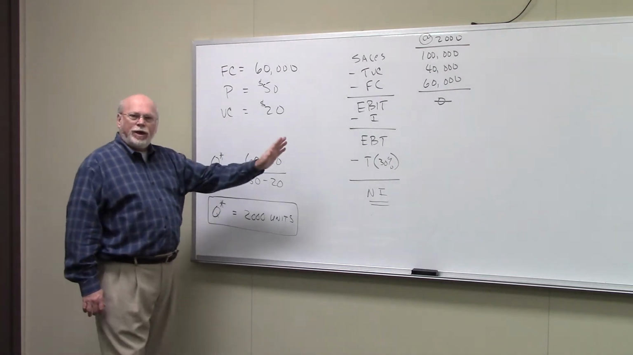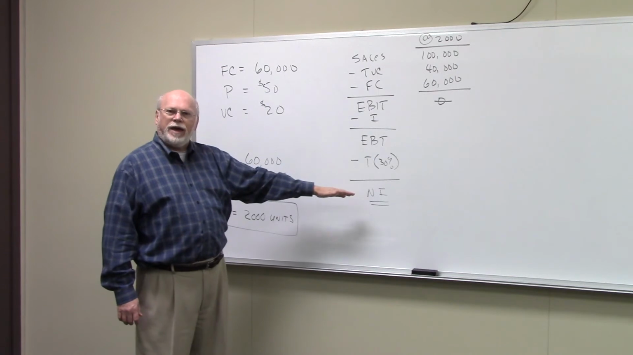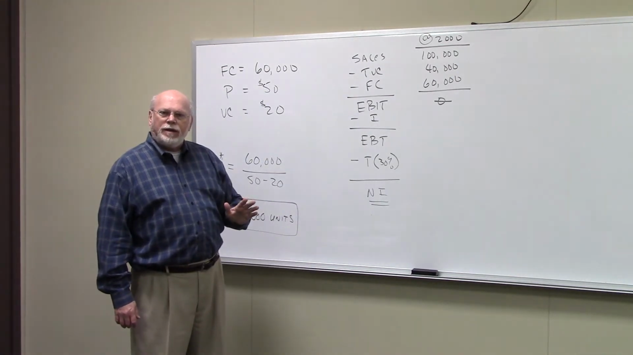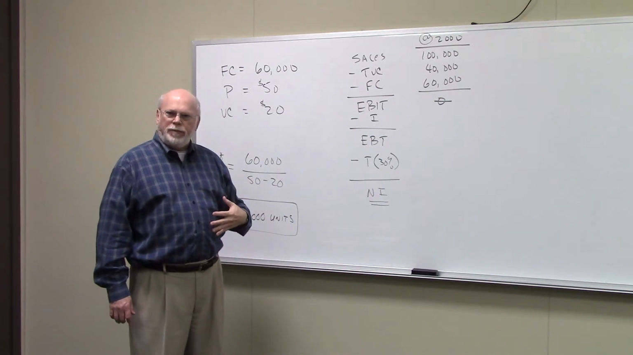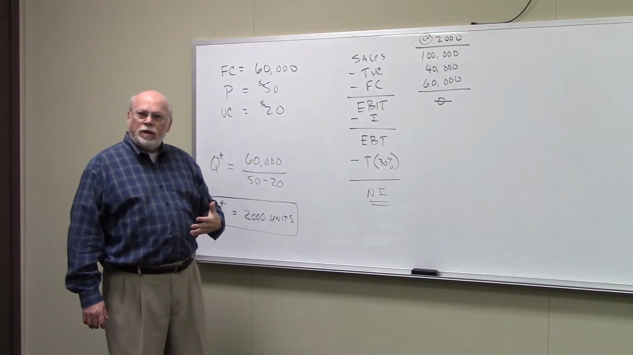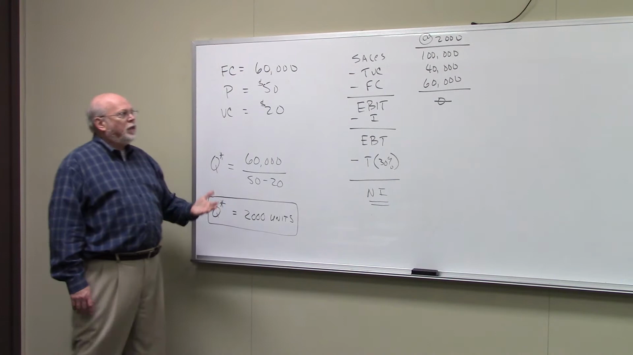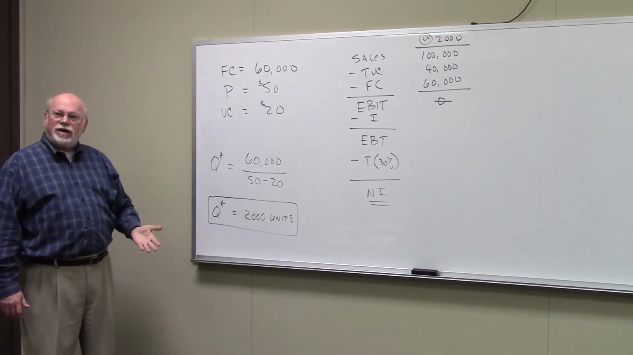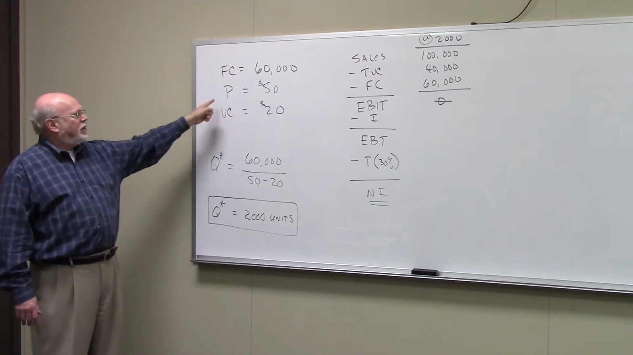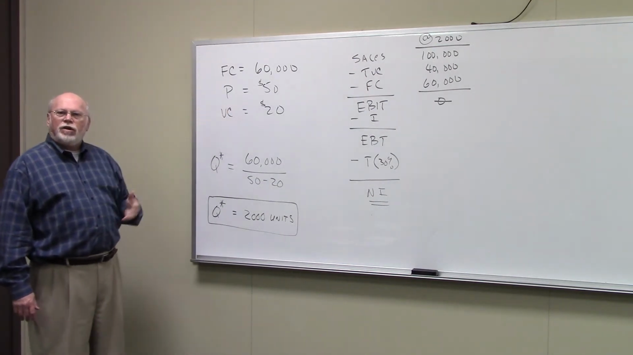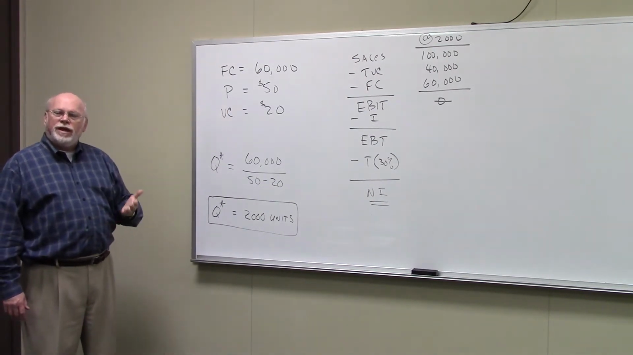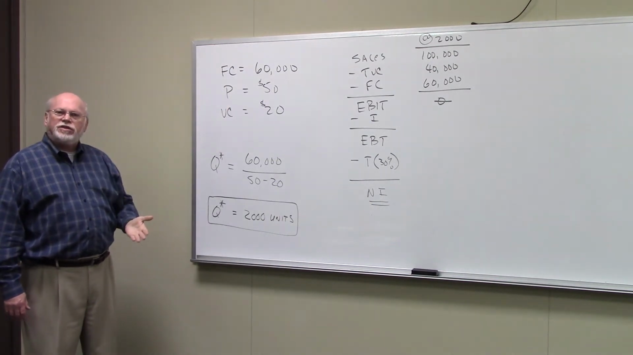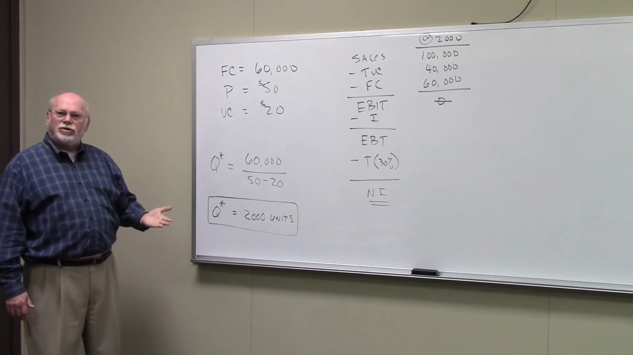Now, to show you the impact of this, I've put up an income statement here. And we're going to calculate the income statement assuming that we produce and sell 2,000 units. So what's revenue or sales going to be? Well, we're going to produce and sell 2,000 units, and we're going to sell each unit at $50 per unit. So the price per unit is $50. $50 times 2,000 gives us sales of $100,000.